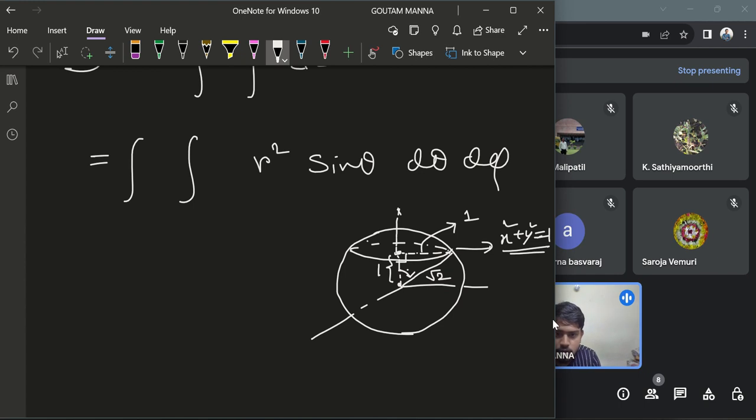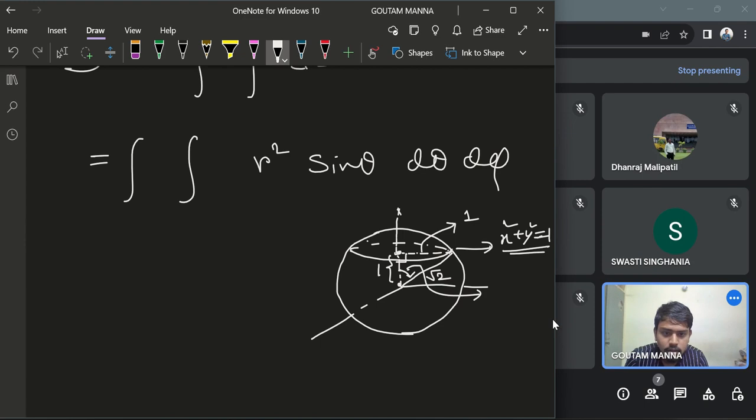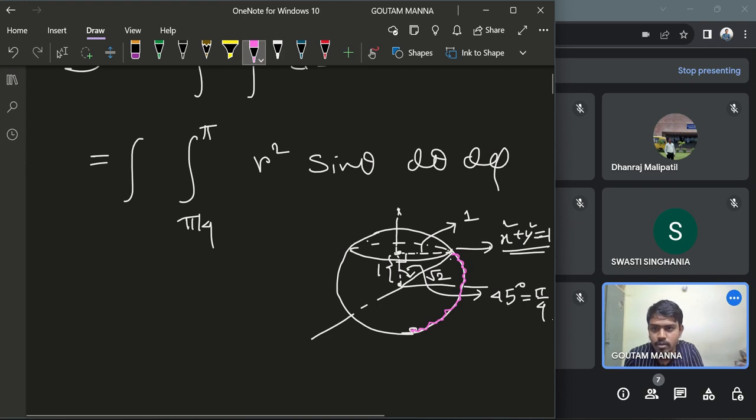And what will be the theta for this point? It will be 45 degrees, or pi by 4. So we need to integrate from this angle; theta should be moving from pi by 4 to pi, and it will cover this region. This is the theta angle. Now if I move along the phi direction from 0 to 2 pi, while theta moves from pi by 4 to pi, then it will cover the entire lower region.